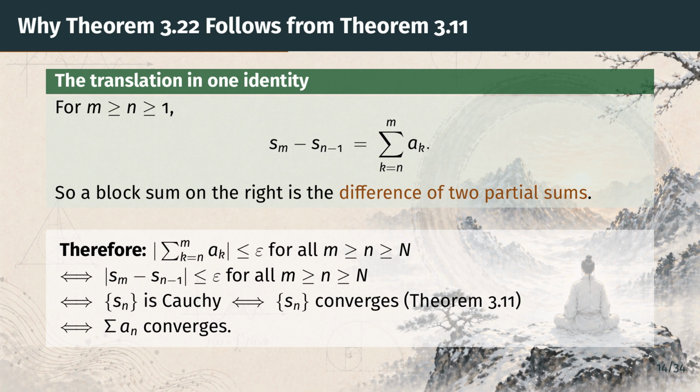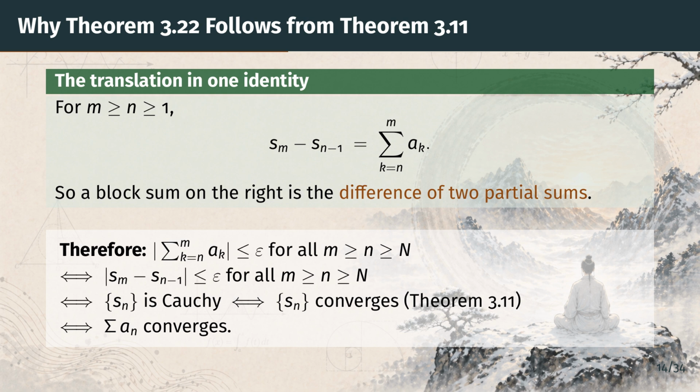The whole proof rests on one simple observation, sitting in the green proof block. Subtracting two partial sums collapses by telescoping. The shared terms cancel, and what is left is exactly the block sum, running from index n through index m. So a block sum of the original series is nothing other than a difference of partial sums in disguise.